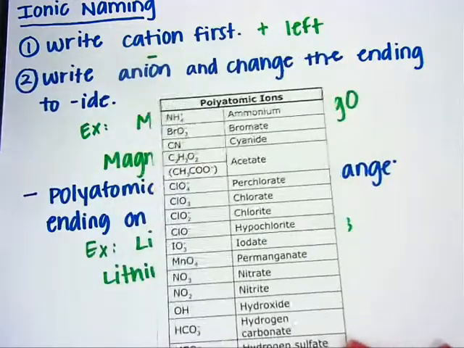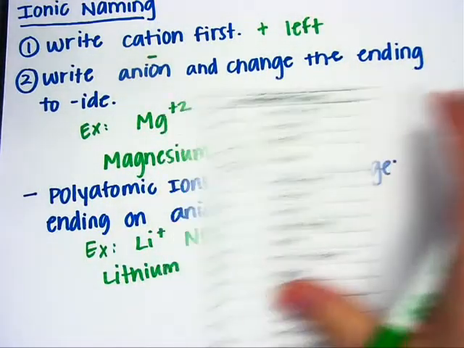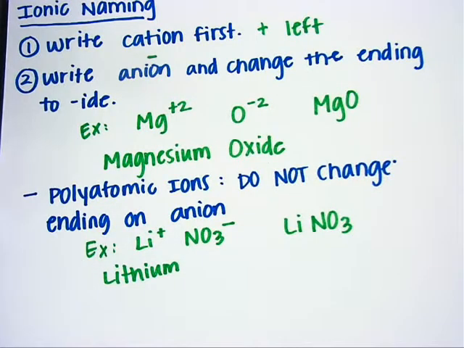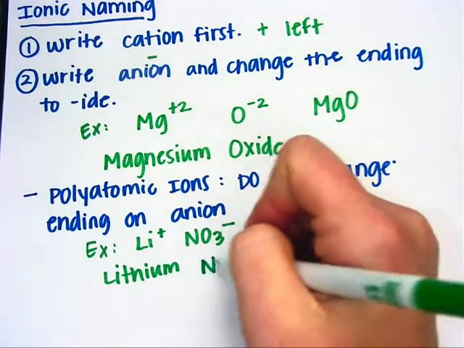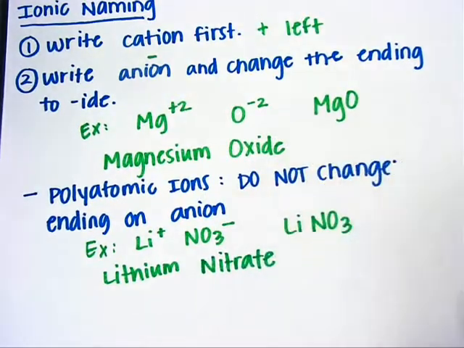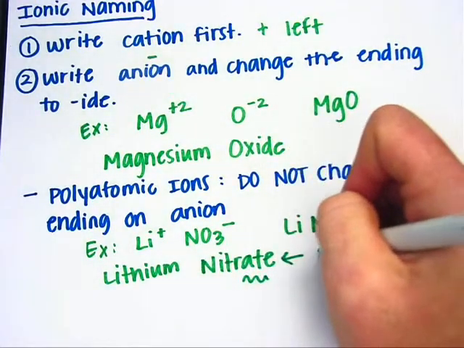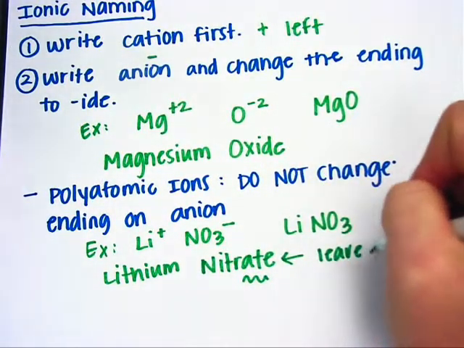If I look on the list, NO3 is going to be nitrate. I'm not going to change the ending and leave it just like it is on that chart. And that is it. So pretty simple still, not too complicated. Make sure on these you leave the ending like it is.